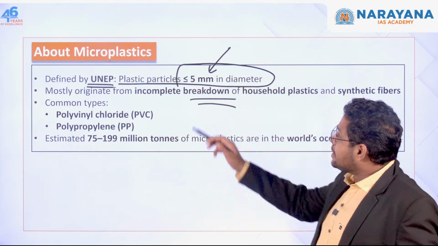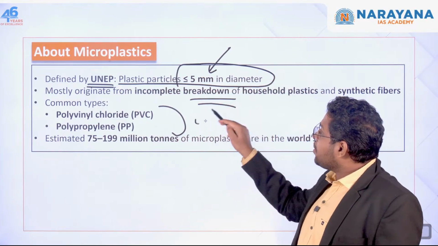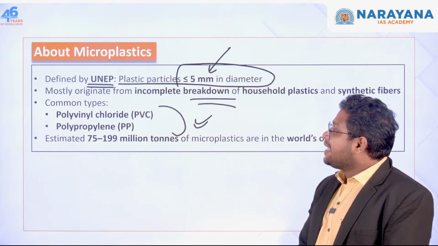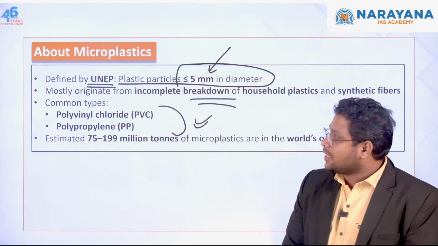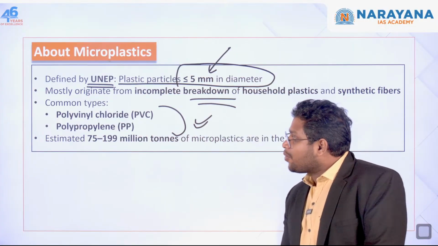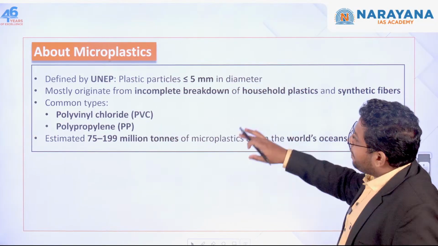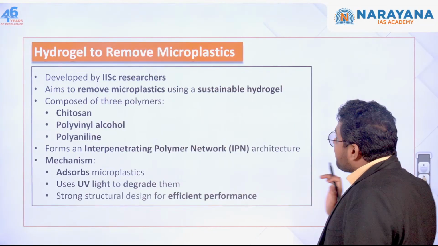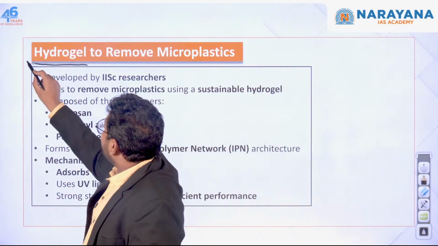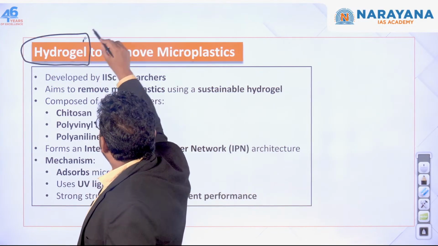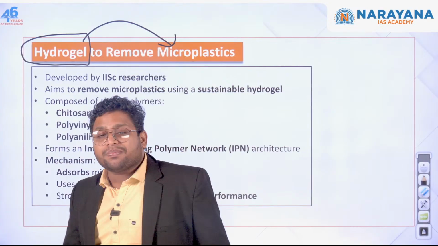The major, more focused microplastics would be polyvinyl chloride, which we call PVC, and PP, that is polypropylene. These are very famous. Now look at this thing. We have a special technology now in the form of hydrogel, which will be used to remove this microplastic.